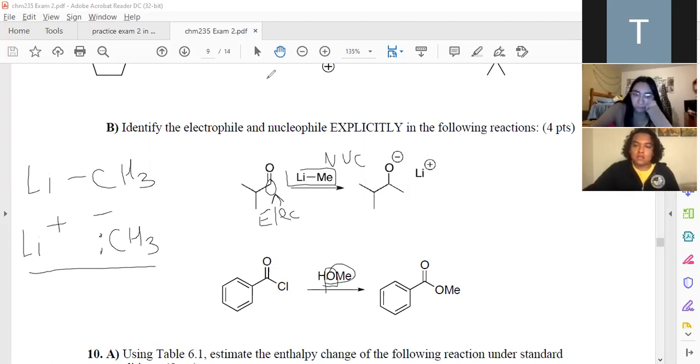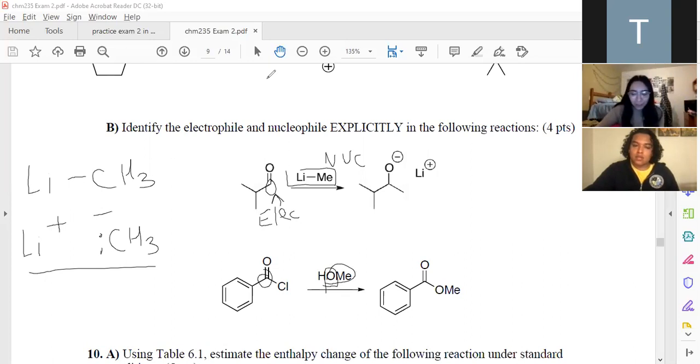So Melissa, what is my electrophile? The Cl. Nope. Because am I adding to that Cl? Am I attaching to it? Where is my OMe attaching to? The carbon. That's it. That is my electrophile.